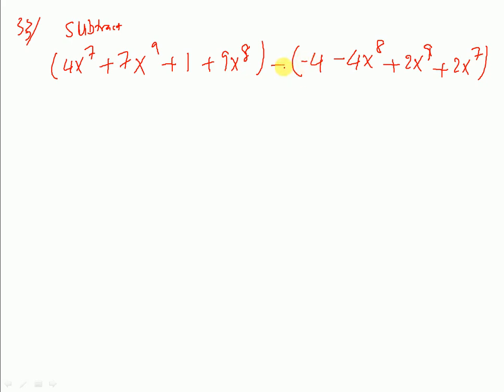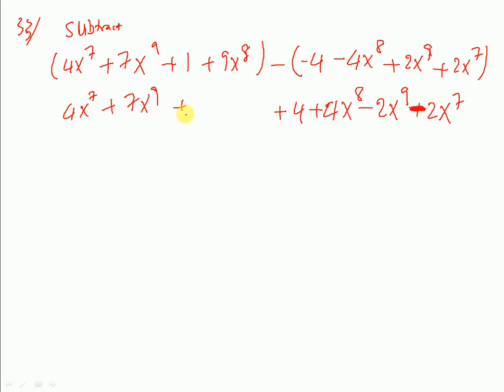So this minus and minus become plus 4. This minus and minus become plus 4x to the 8. Minus and plus give me minus 2x to the 9. Minus and plus give me minus, sorry, this should be minus x to the 7. Now, for this first expression, we don't have to worry about that. So rewrite everything out here. And the last thing is now we combine the like terms.